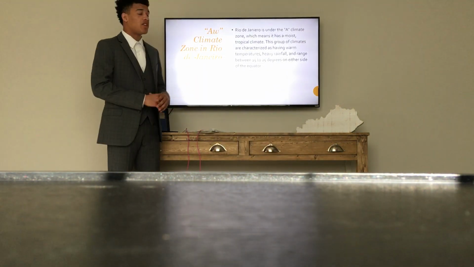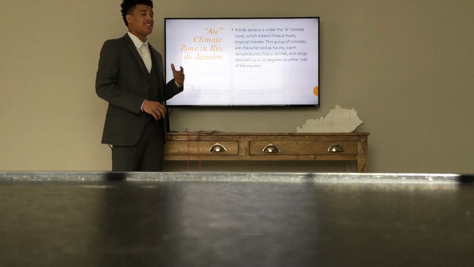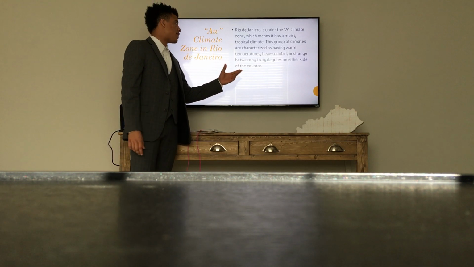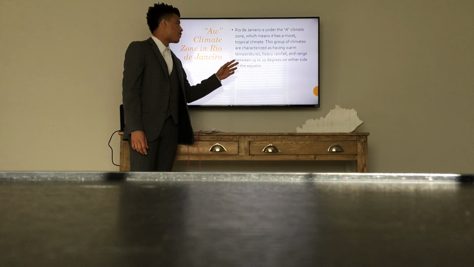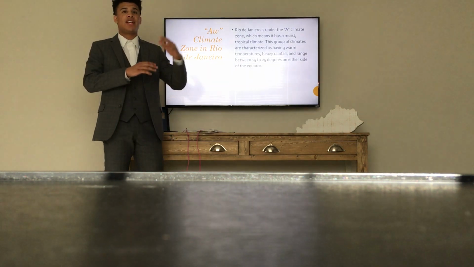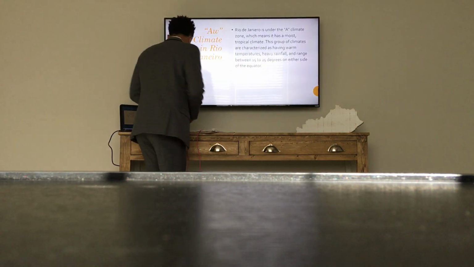And Rio de Janeiro is under the A climate zone, which means it has a moist tropical climate. This group of climates is characterized as having warm temperatures, heavy rainfall, and they typically range between 15 to 25 degrees on either side of the equator.